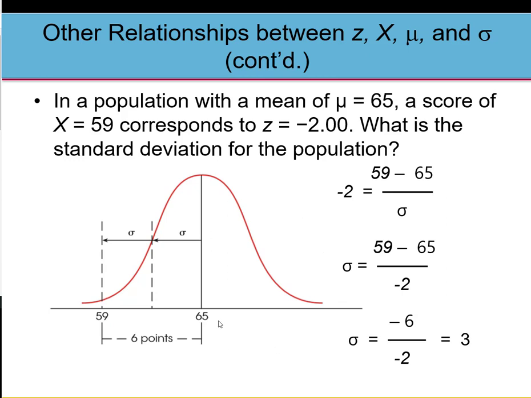Here we have a normal distribution with a mean of 65 and a standard deviation of what? All right, it's showing us that between 65 and 59, that's 6 points, but we've got 2 standard deviations here. Okay, so half of 6 is 3. If we calculate it out, they've told us that we have a mu of 65, which goes here. We have a score of 59, which goes here.